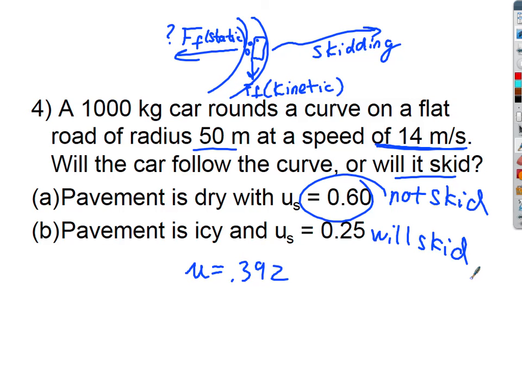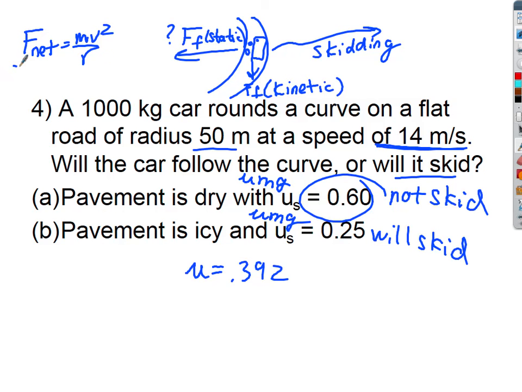The other way to solve it, I'll let you guys play with it if you want to, is basically go ahead and calculate the numbers out. Find the net force, do mv squared over r, and then calculate mu mg with both of these. If it comes out greater, then guess what? You're not going to skid out. If it comes out less, you're going to skid out. That's basically what you're looking for.